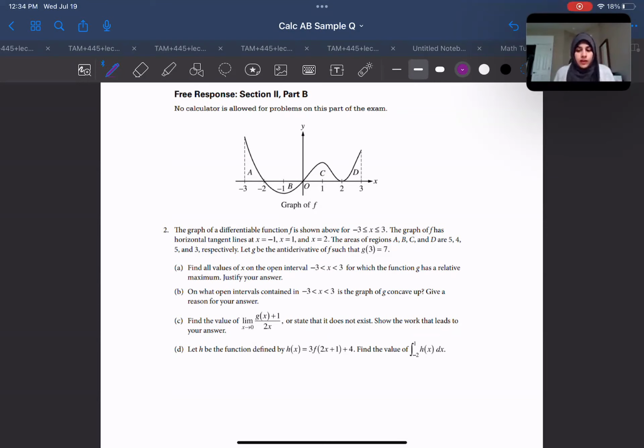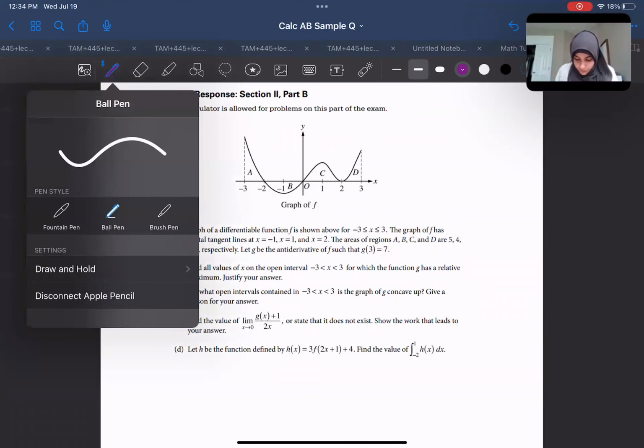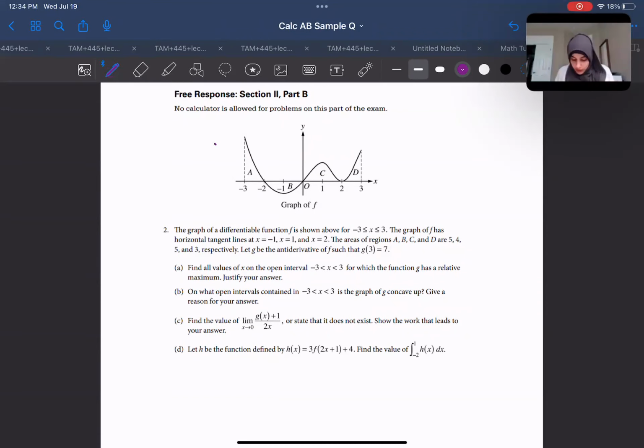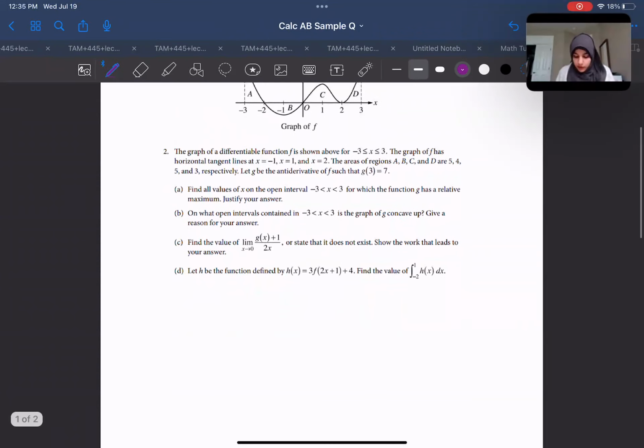The areas of regions A, B, C, and D are 5, 4, 5, and 3, respectively. Let g be the antiderivative of f such that g(3) = 7. All right. So part A is asking us to find all the values of x on the open interval -3 < x < 3 for which the function g has a relative maximum.